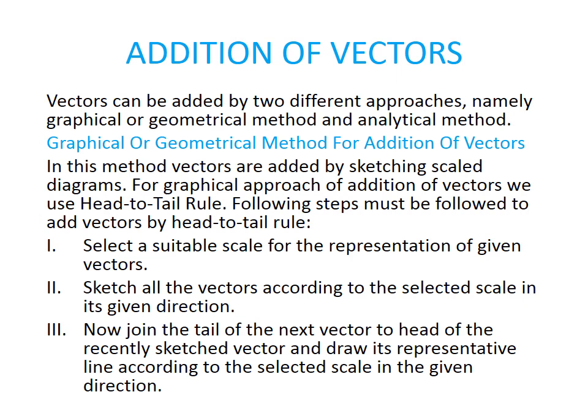Number 1. Select a suitable scale for the representation of the given vectors. Number 2. Sketch all the vectors according to the selected scale in their given directions. Number 3. Now join the tail of the next vector to the head of the recently sketched vector and draw its representative line according to the selected scale in the given direction.